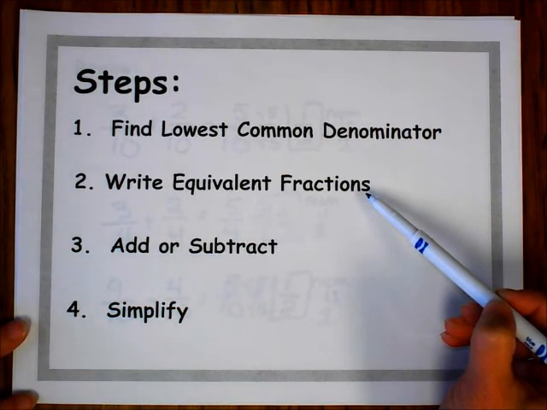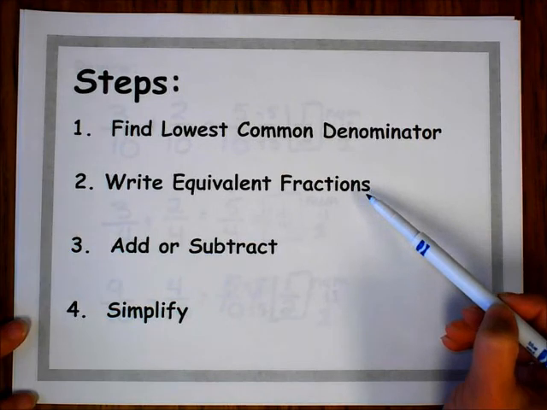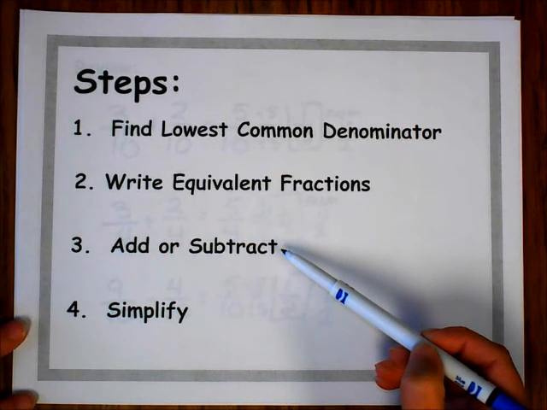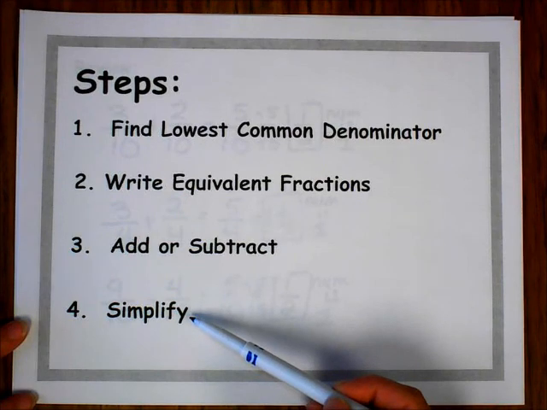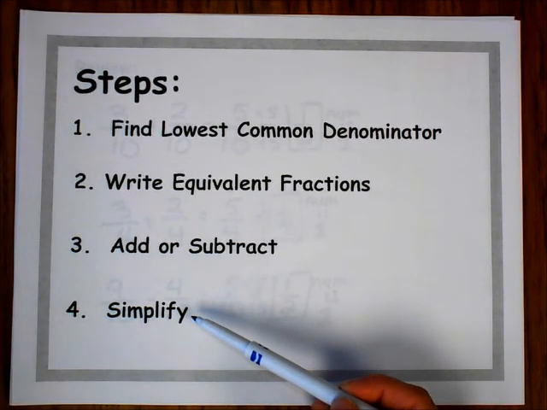Then after we have those equivalent fractions with their common denominators, we're going to add or subtract. And the last step of every fraction problem is always to simplify. You may need to press pause to write down these steps in your journal.